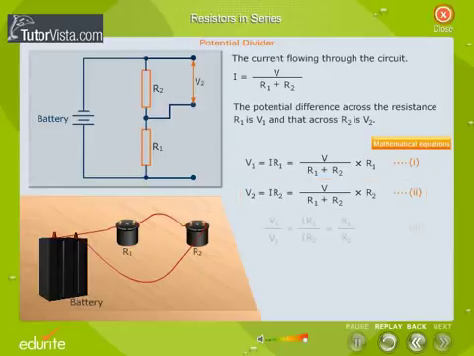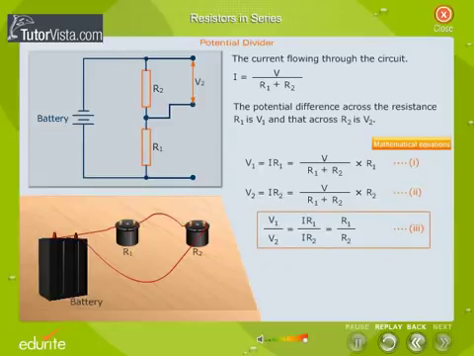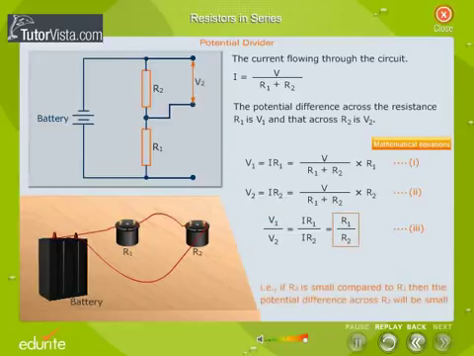Equation 2. V1 by V2 is equal to IR1 by IR2, that is equal to R1 by R2. Equation 3. Equation 3 shows that the potential difference across a resistance is directly proportional to the resistance. That is, if R2 is small compared to R1, then the potential difference across R2 will be small.